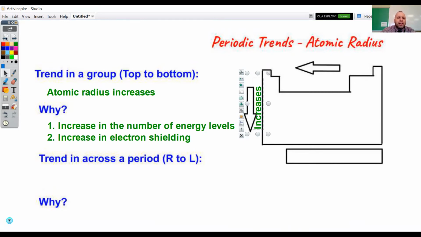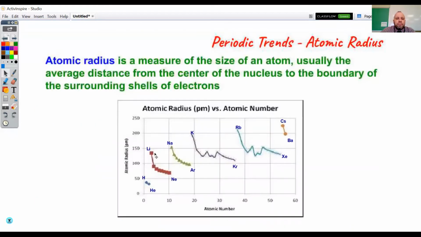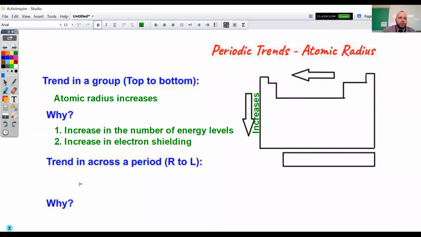And now let's take a look again at the trend going across a period. The trend going from lithium to neon is that it decreases. What I want to do is make this a little bit easier to understand, so we're going to talk about everything increasing. Atomic radius is actually going to increase going from neon to lithium. That's right to left across a period. So we're going to add some text here. We're going to say atomic radius increases. Notice up here I've identified right to left. So that's going to be increases again up here.